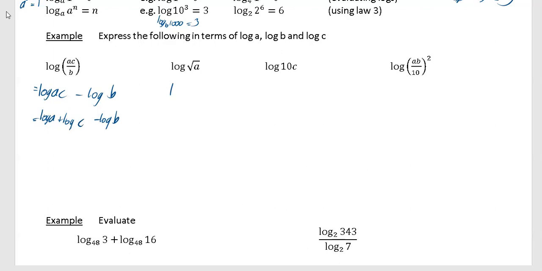Second one, a wee bit trickier maybe to see, but you would write your root a as a to the power of a half. Then using your third rule of logs, you could write that as a half times log of a.